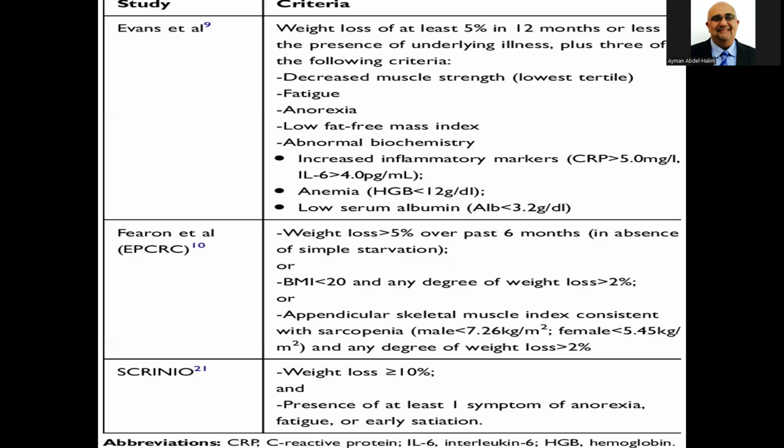Screnio is the simplest one to use. However, it's really lacking a lot of other important aspects, like the abnormal biochemistry in Evans, and, for example, in Fearon, the appendicular skeletal muscle index that's consistent with sarcopenia. So you pick and choose. I use the last one myself because it's very simple, and in a busy daily practice, this will be very helpful for me to pick up a cachexia anorexia syndrome. But it's not a perfect one.